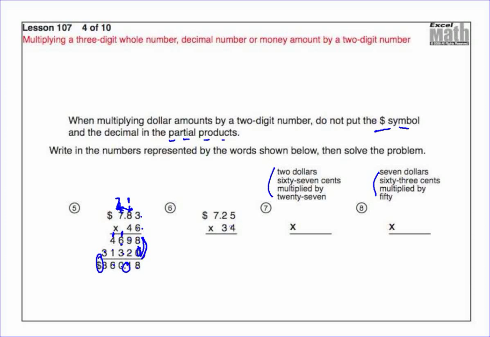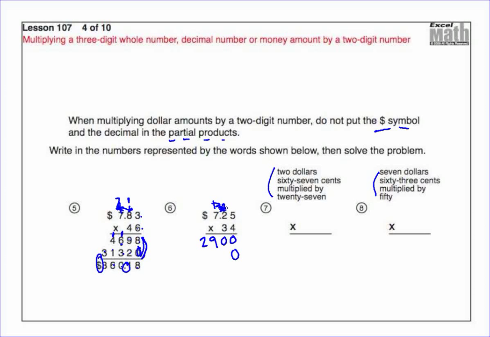All right, get ready to write on your paper. We'll do this one together. 5 times 4, 20. Carry the 2. 2 times 4 is 8. Plus 2 is 10. Carry the 1. And 7 times 4, 28. Plus 1 is 29. Put down my 0 for my placeholder.